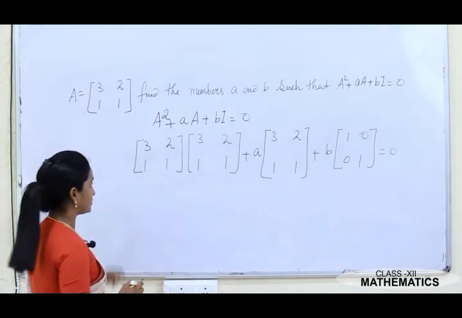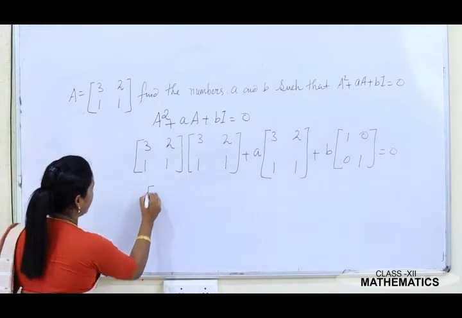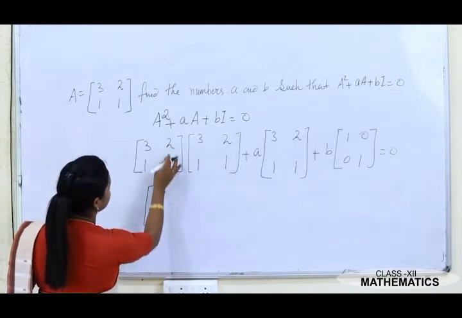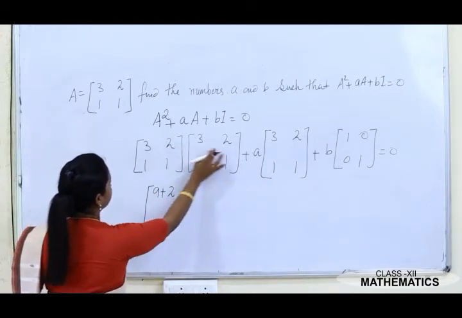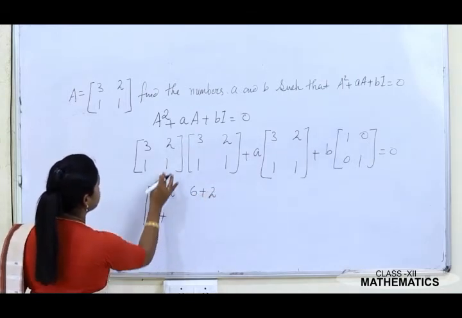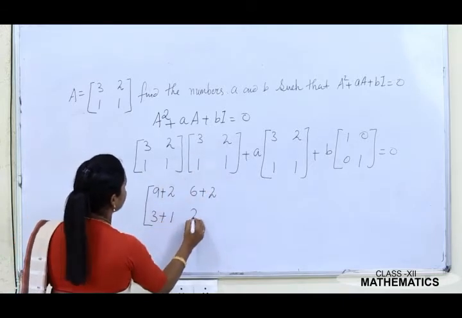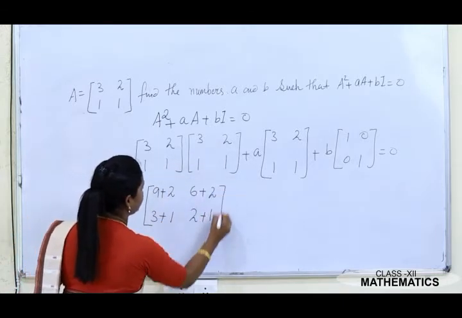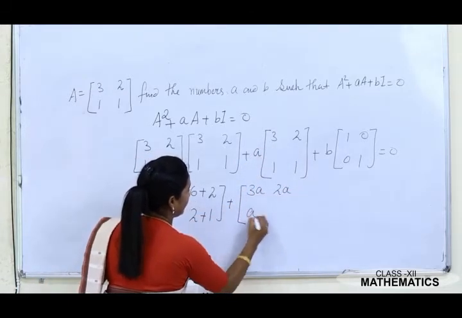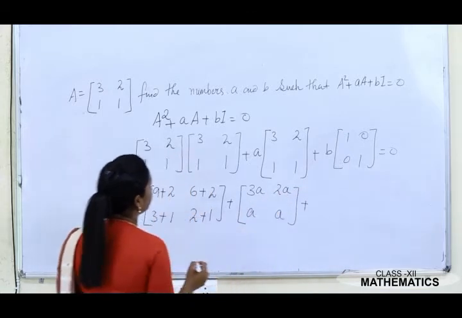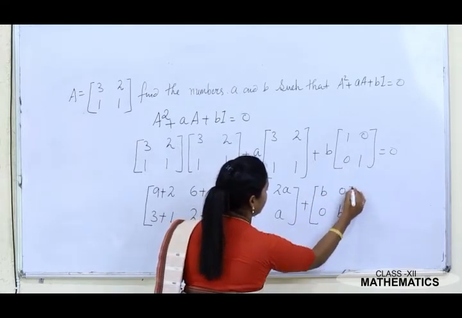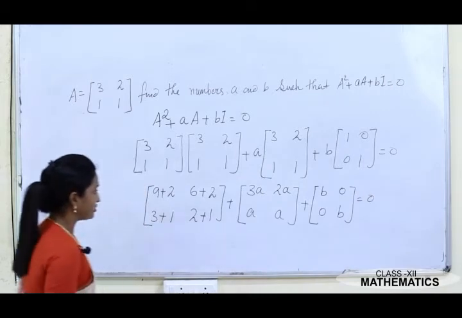Now what I'll do here, we'll first multiply the matrix. Okay? Let's see when you multiply, what you're going to get. It's again 9 plus 2. Okay? Here it is 6 plus 2. And here it is 3 plus 1 and 2 plus 1. Okay? Plus a we will multiply inside. So you are going to get 3a, 2a, a, a plus. What is b here? Multiply inside. It's b, 0, 0, b. Okay? This equals 0. Clear, children?